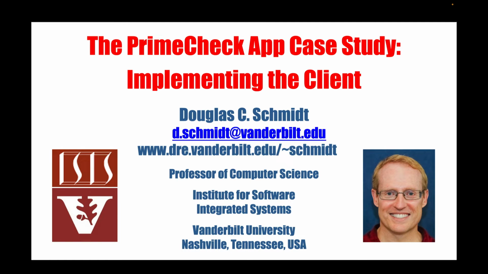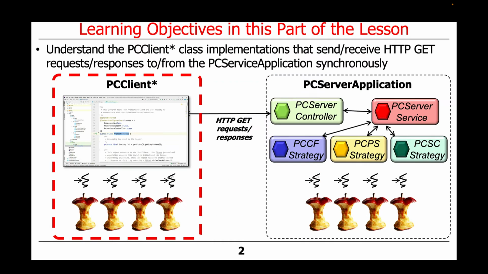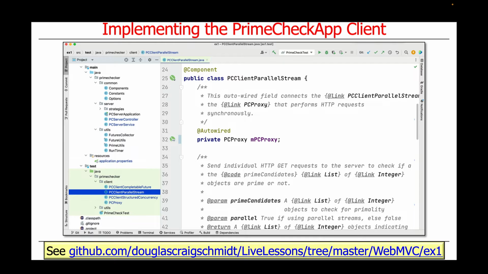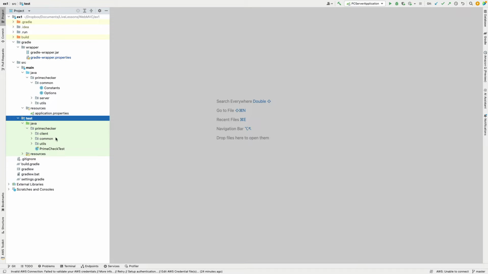We're now going to walk through the implementation of the client portion of the PrimeCheck app case study. As you'll see, there's a series of classes called PCClient that send and receive HTTP GET requests and then, of course, receive responses to and from the service that's implemented here to do the prime checking strategies. As usual, you can get this code in my EX1 project in the web MVC folder in my live lessons GitHub repository. So let's take a look at the client side here.